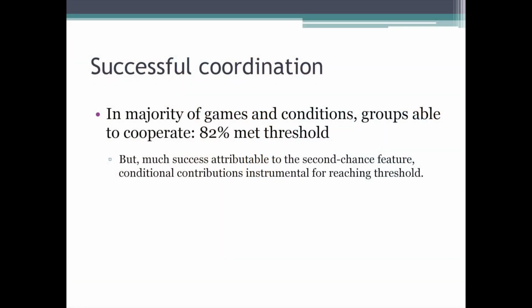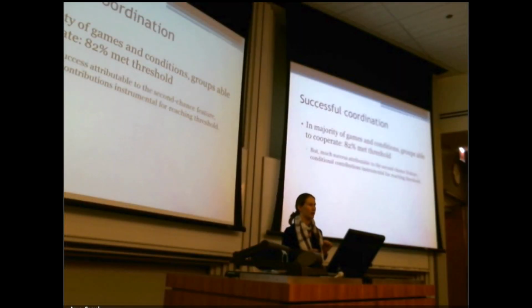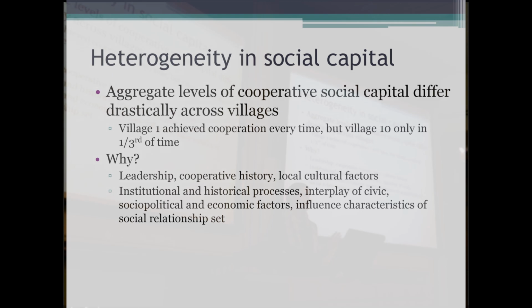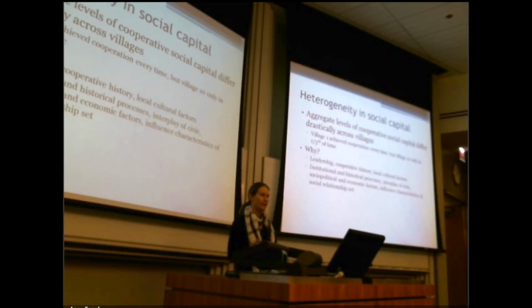To this point, 82% of the games were actually successful in reaching the threshold and cooperating. But a lot of this happened only in the second round, only once people got a second chance to contribute and were told that the first round was unsuccessful. Only then were communities able to reach the threshold. Now, the differences across villages were very strong. One village actually cooperated in every single game. It didn't matter what the treatment was, they were always extremely cooperative. Another village almost never was able to reach the threshold. And again, all of these results were unknown to the people who were playing until much later. They didn't know that they were failing to cooperate until the results were announced.